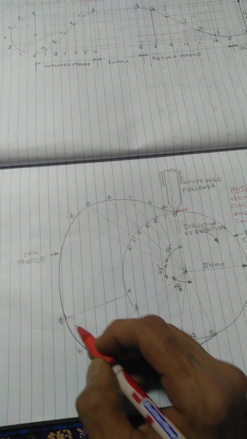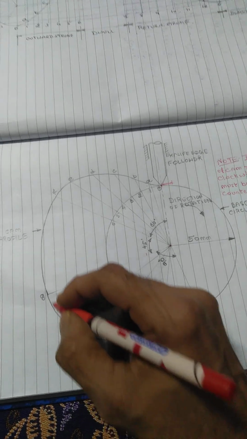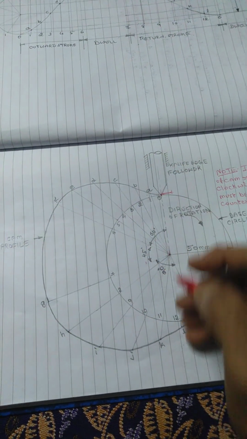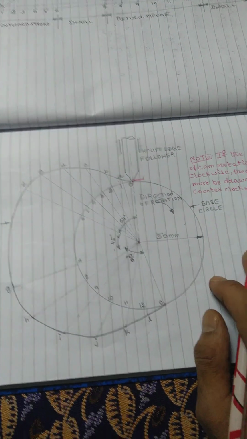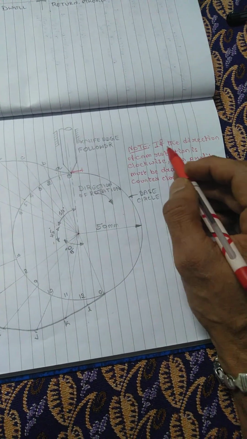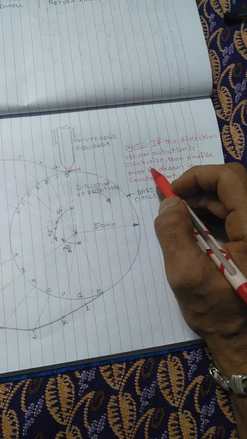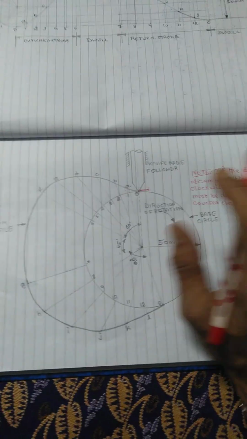Similarly you have to mark it here, and later you join all the points with a light line, and later on you can make it a thick line. So this is regarding the cam. And remember, as I told you, if the cam rotates in clockwise direction, then the profile must be drawn in counterclockwise direction. Please remember that.